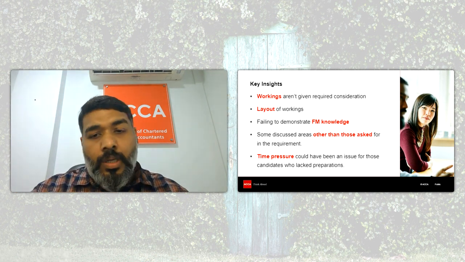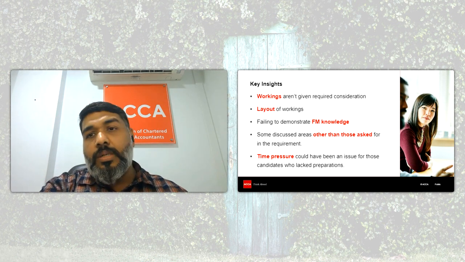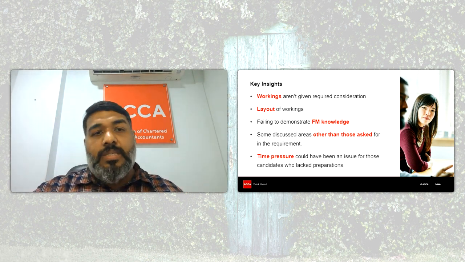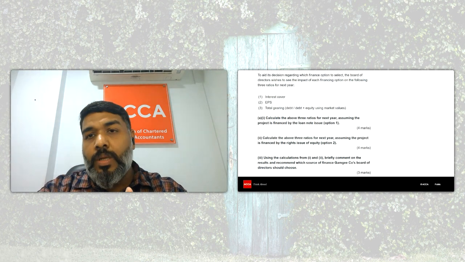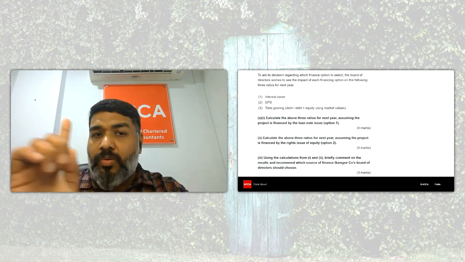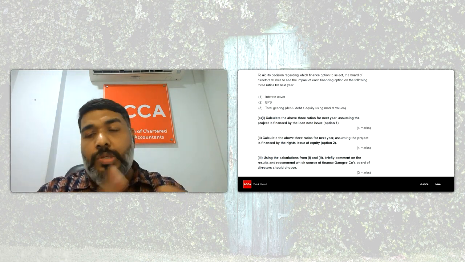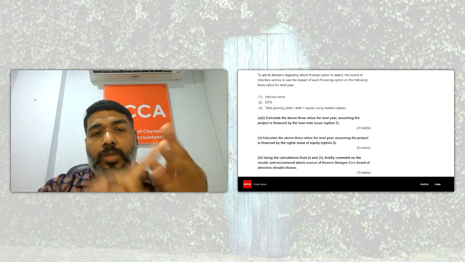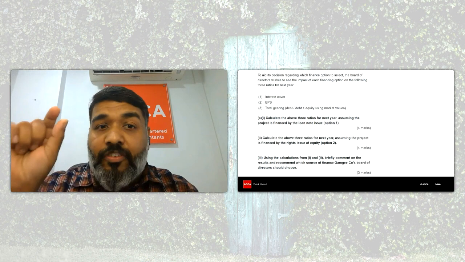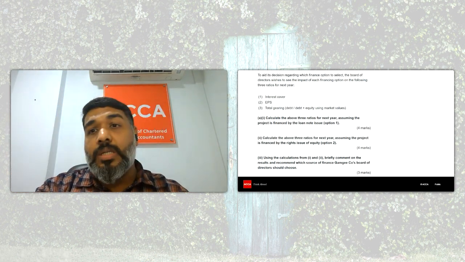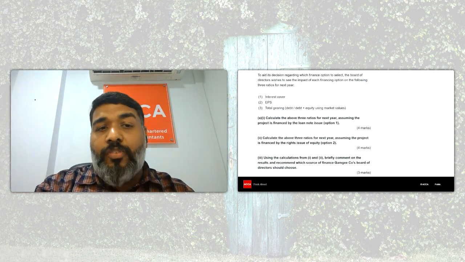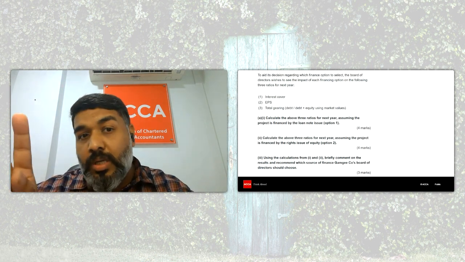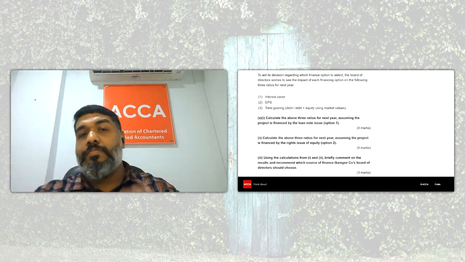Now, to demonstrate, picking up one of the section C questions, it went like this. What was requirement A? Calculate the above three ratios. What three ratios? Interest cover, EPS, total gearing. The total gearing formula is given in the question. What is the formula? It's debt divided by debt plus equity using market value weights.